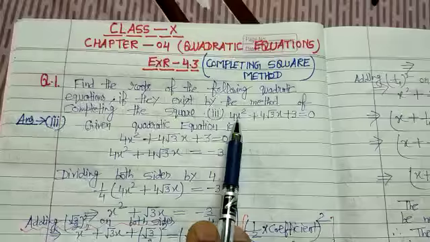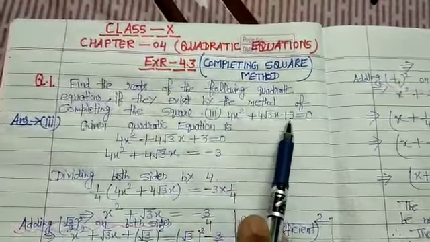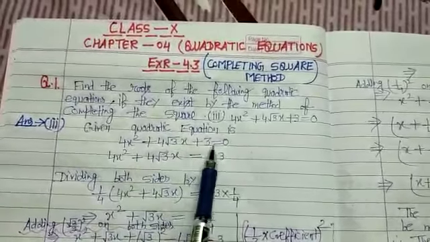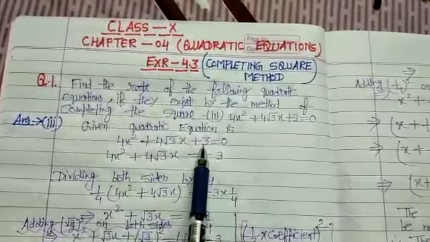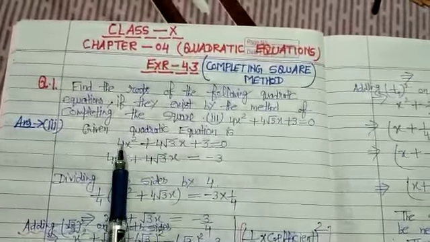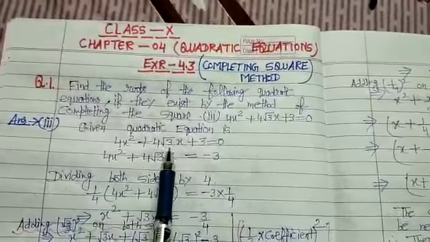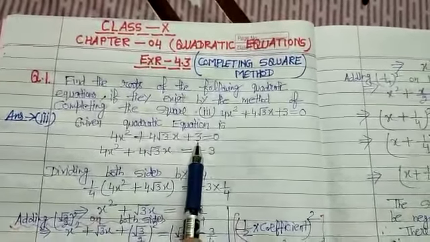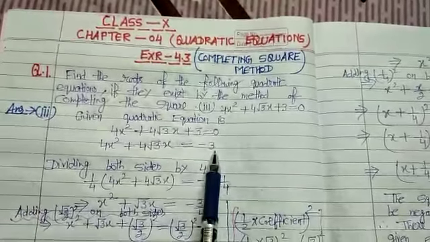So part number 3 is 4x square plus 4 root 3x plus 3 is equal to 0. So the very first step of how to solve this by completing square method: we have to shift this constant term to the right hand side. Quadratic equation has three terms. 4x square is the leading term, 4 root 3x is the middle term, and 3 is the constant term. So this constant term, in the very first step, we have to shift to the right hand side.